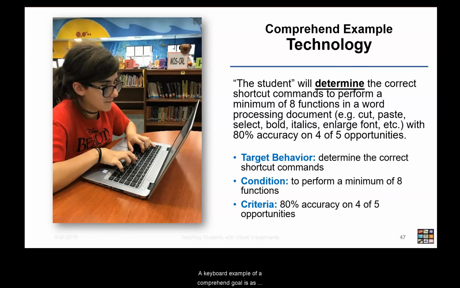A keyboarding example of a comprehend goal is as follows. The student will determine the correct shortcut commands to perform a minimum of 8 functions in a word processing document. For example, cut, paste, select, bold, italics, enlarge font, etc., with 80% accuracy on 4 of 5 opportunities. In this goal, the target behavior is determine the correct shortcut commands. The condition is to perform a minimum of 8 functions, and the criteria 80% accuracy on 4 of 5 opportunities.